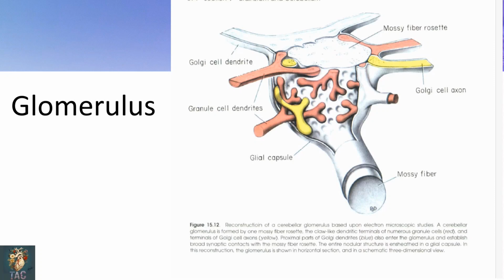Again, a structure which is seen histologically, and also on the electron microscopic picture, is the glomerulus, which is present in the granular layer of the cerebellar cortex. This one is the mossy fiber, and these are the rosettes of the mossy fibers. These in pink are the granule cell dendrites, and these in yellow are the dendrites and the axonal process of the Golgi type 2 cell. The connection of the axonal and dendritic processes of the Golgi type 2 cells, the granule cells, and the rosettes of mossy fibers makes a structure in the granular layer which is called the glomerulus.